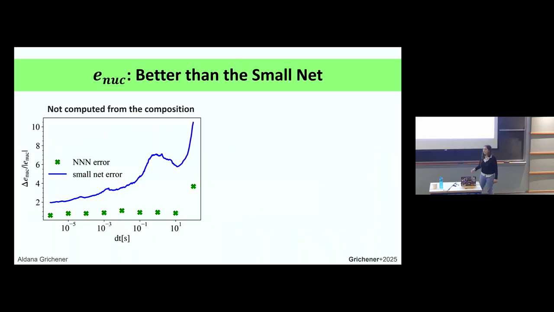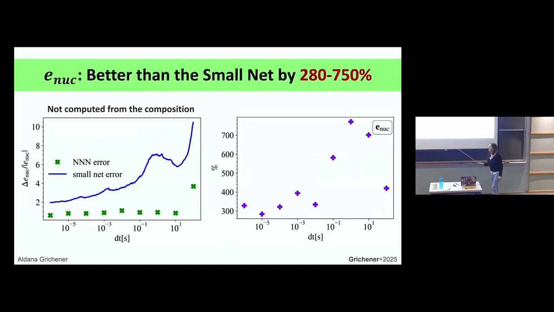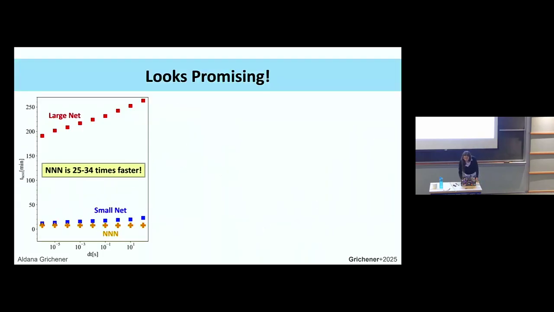The same goes for the nuclear energy that is generated in these nuclear reactions, where we can see a 3 to 8 times improvement when comparing the errors of the small network to the errors of the neural network. So this seems to be going in the right direction, and this looks promising.